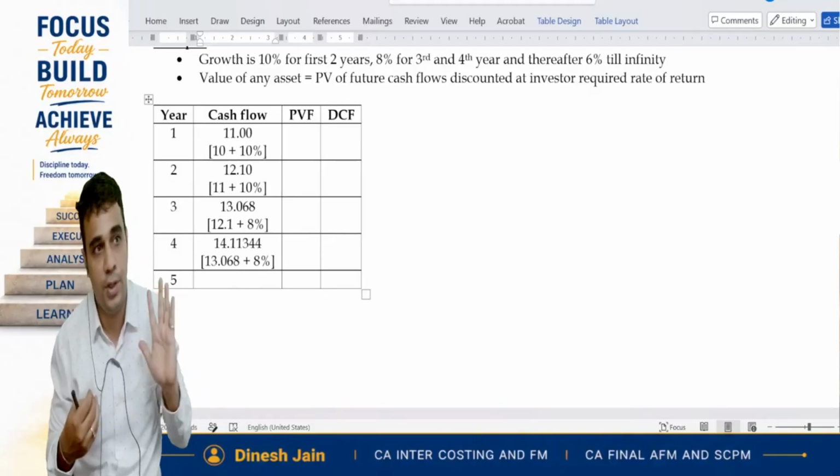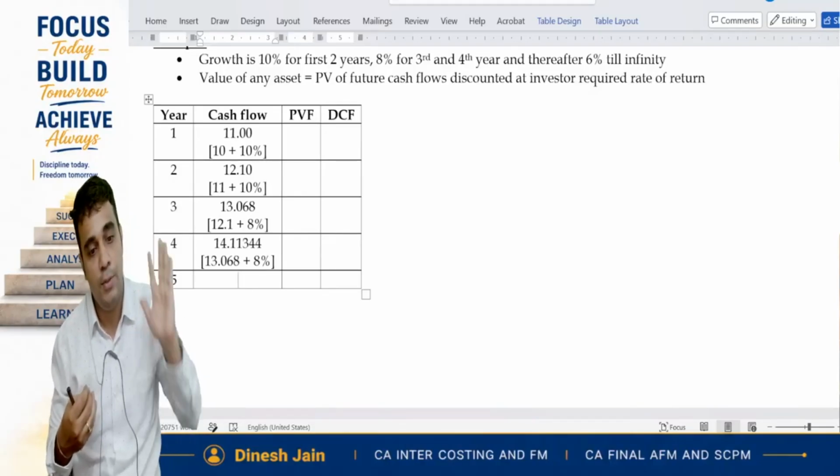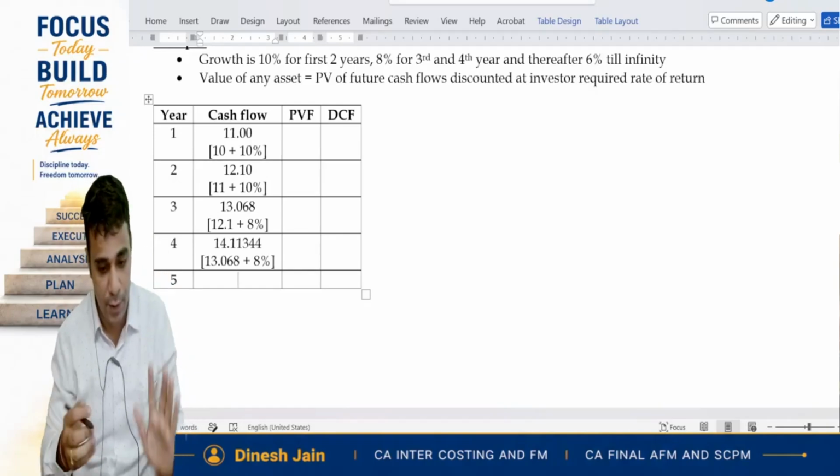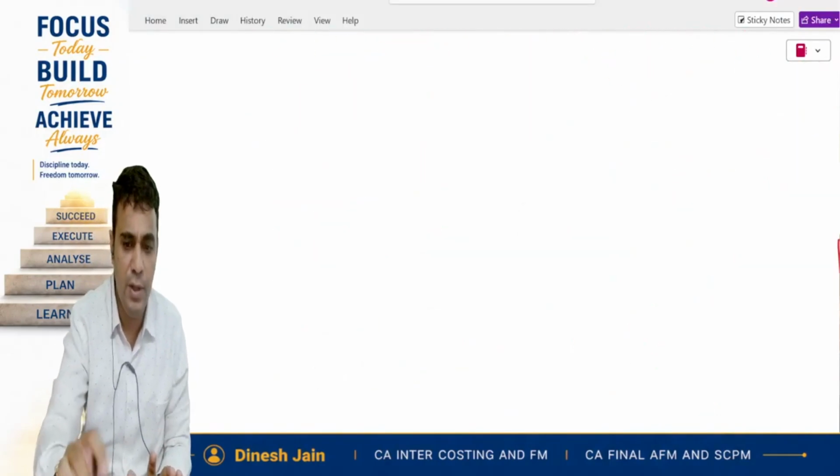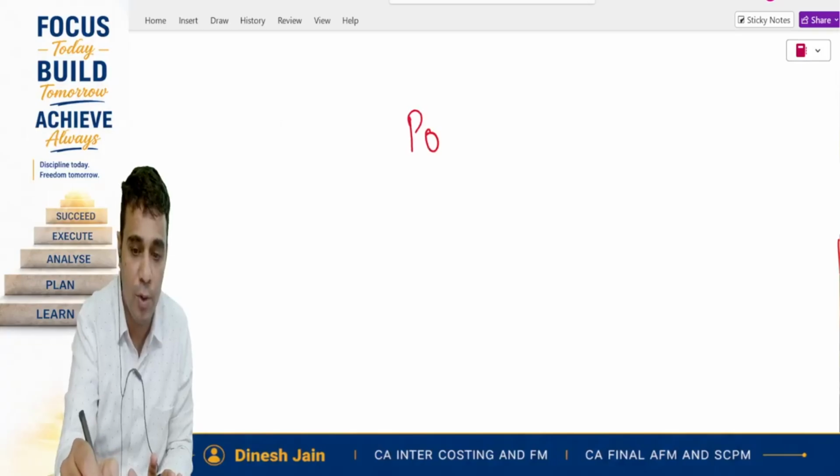So you've written till 4th year, okay? Why till 4th year? Because after that, it is a perpetuity. So we learned the Gordon formula. Can you tell me the formula for P naught? P naught is equal to what? Tell me the formula. D1 by KE minus G, when I'm at the year 0.